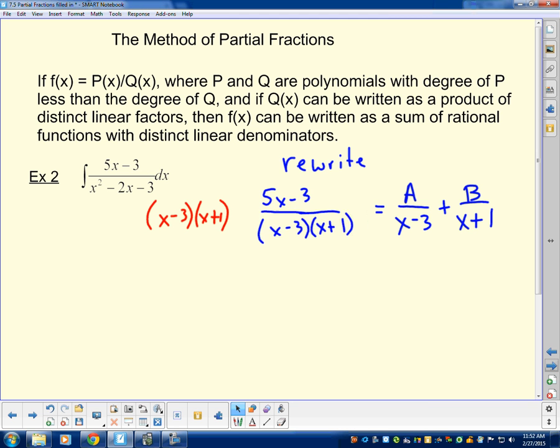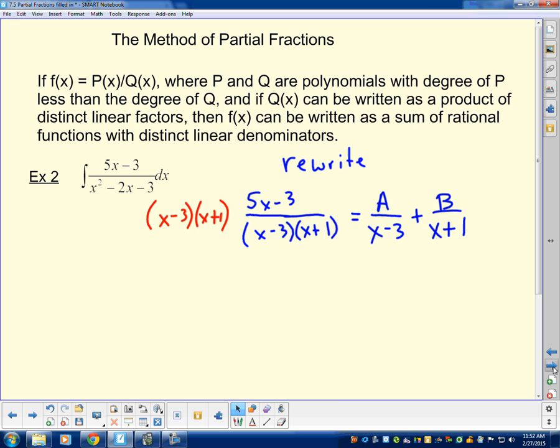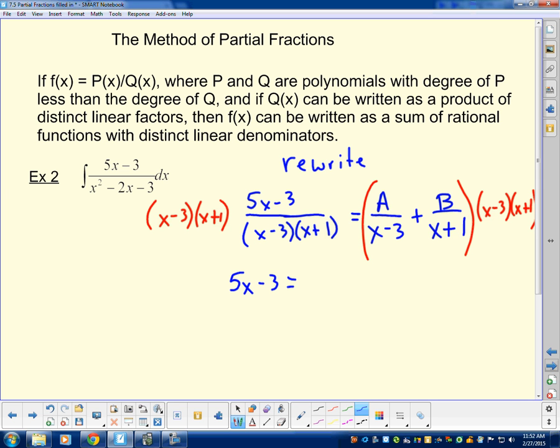Room here. And do the same thing on the other side. Put parentheses around this guy. We have x minus 3, x plus 1. So I multiply each side by the least common denominator of both sides of the equation. I can clear fractions, giving me 5x minus 3 on the left. And on the right-hand side, the x minus 3's will cancel here, leaving just a times x plus 1. And then on the second term, the x plus 1's cancel, leaving just b and x minus 3.